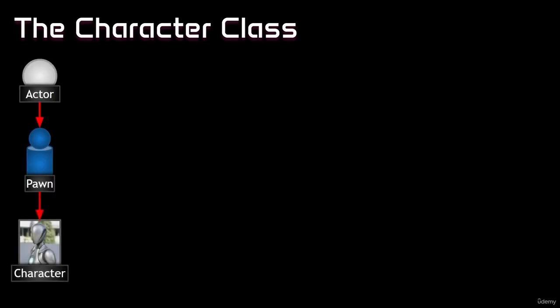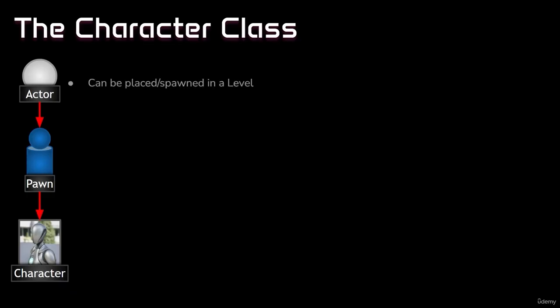Welcome back. So far, we've used several Unreal Engine classes from the class hierarchy, but we have not yet used the character class. Now, we've seen that the pawn class is derived from the actor class.